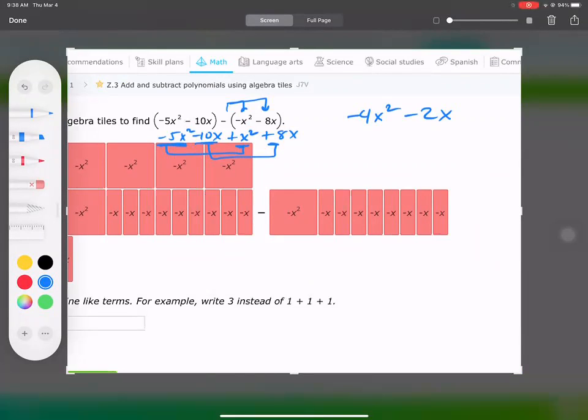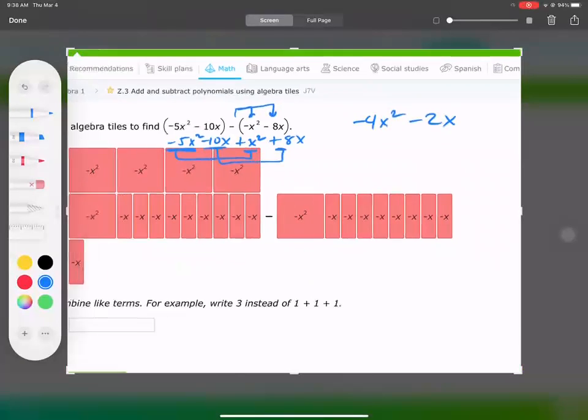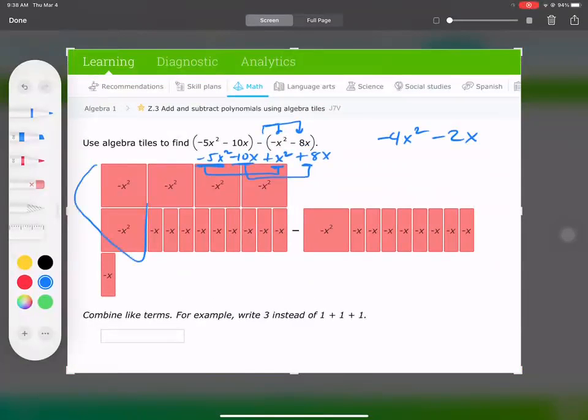Okay. Now the algebra tiles there, again, are just to show you the grouping. I have 5x squares and I have 1x squared. And if we're subtracting them, shouldn't we have 4 left over? I have 10x's, 1, 2, 3, 4, 5, 6, 7, 8, 9, 10. And then if I'm subtracting 8 of them, 1, 2, 3, 4, 5, 6, 7, 8, we should have negative 2 left of them.